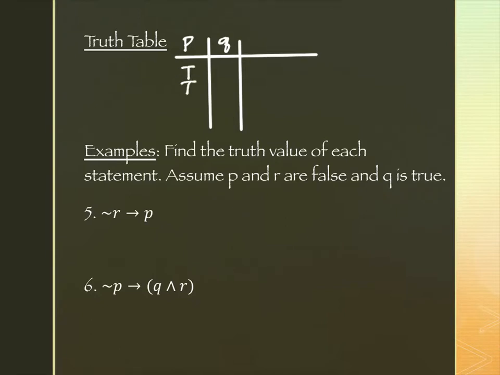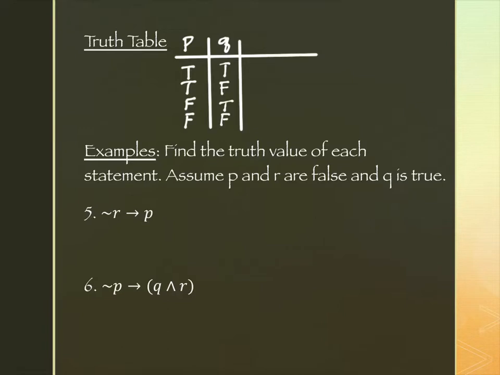True, true, false, false. Right. And then what should column Q say? True, false, true, false.